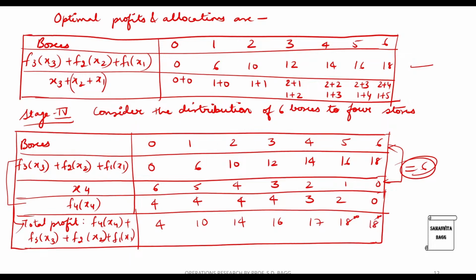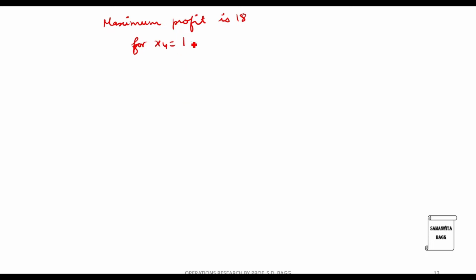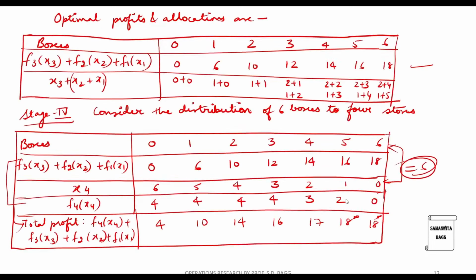Highest value is 18. So there are more number of allocations possible. So I'll write down the maximum profit is 18 for x4. Value of x4, if you check over here, it will be either 1 or 0. So I'll write here x4 is 1 or 0. Now going back, we will have to find out the other optimal allocations that can be possible. So we'll have to trace back. So if you see here, I have figured out this and this, 1 and 0. If x4 is 1 and 0, you will have different allocations of x3, x2 and x1.